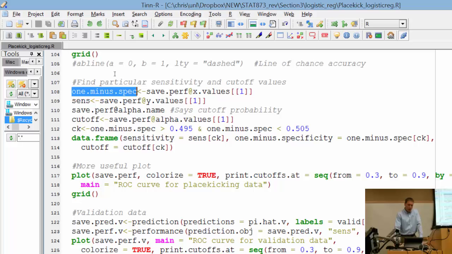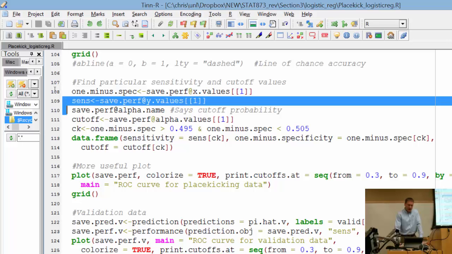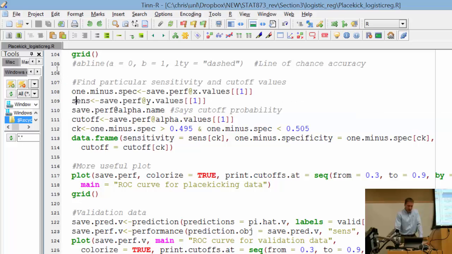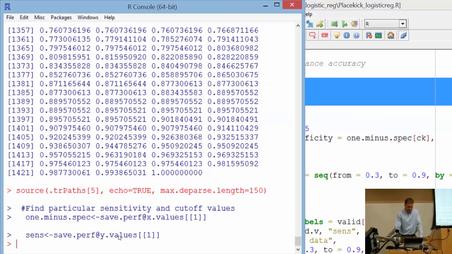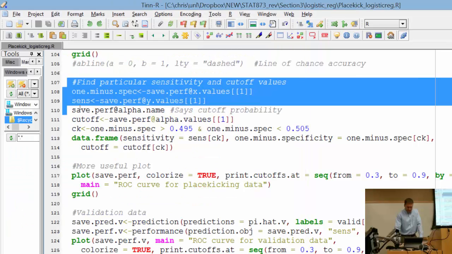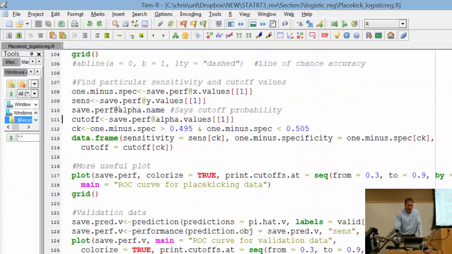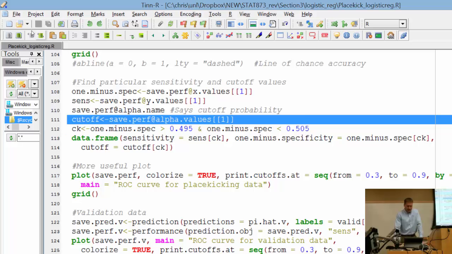I put that into an object called one.minus.spec for specificity. All my y-axis values, my sensitivities, are stored in y.values of save.perf, and I extract them in the same way and put that into an object called sens. Let's go ahead and run that code. Then the corresponding cutoff probabilities happen to be stored in an object called alpha.values of save.perf, so I can put that in there.